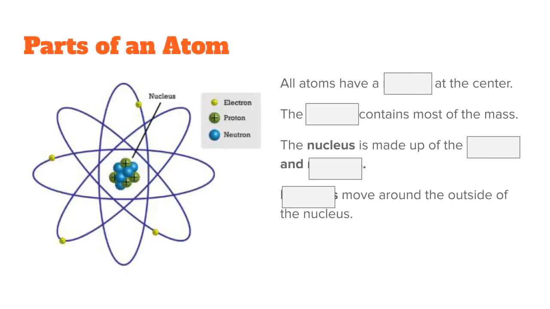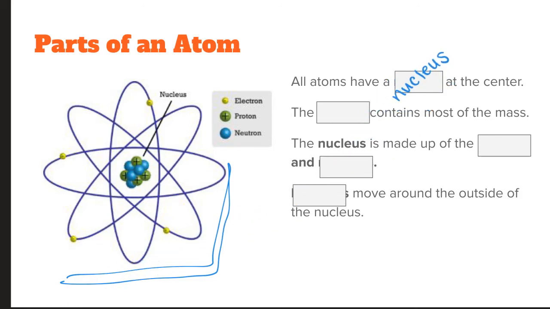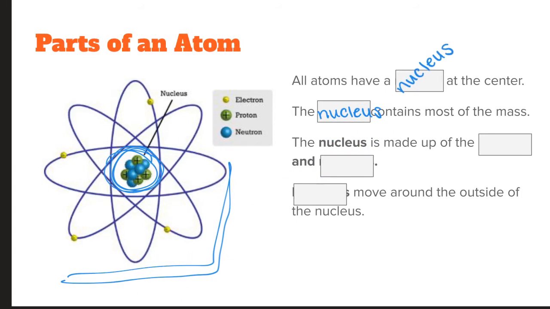As you can see in this picture over here, there are different parts that make up the atom. So we have electrons, protons, and neutrons. All atoms have a thing called the nucleus at the center, which you can see right here. And the nucleus, what you see there in the middle, contains most of the mass of the atom.